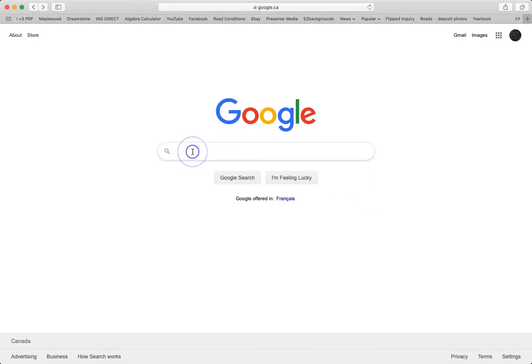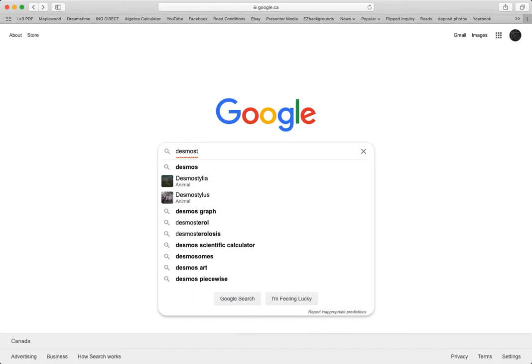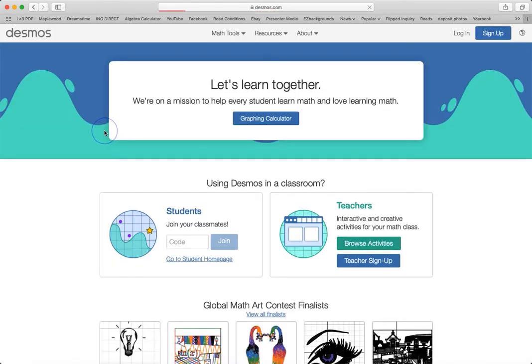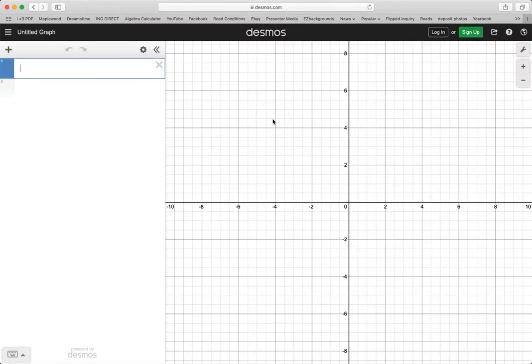I'm just going to type Desmos into Google. Whoops, that's not Desmos, but anyway, it's the first one that comes up, even if you spell it wrong like I did. And you'll see you go into this and we're going to click on Graphing Calculator. So this is what Desmos looks like. Now, what it does is it graphs stuff for you.